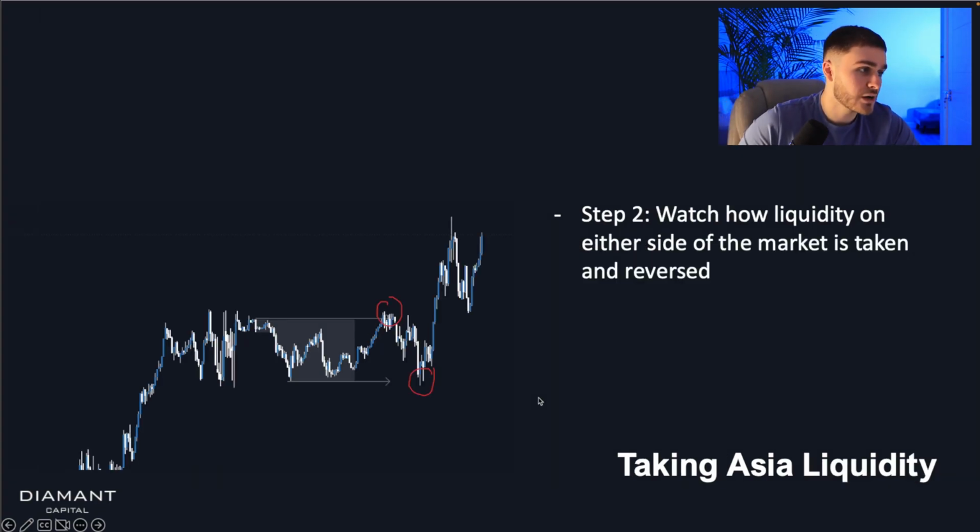Step two, watch how liquidity on either side of the market is taken and reverses. Now, this is obviously going to be the part where London session is starting to kick in. Well, before London session, Frankfurt session. So around this time, usually what we can expect is something like this, where either the buy side liquidity at the top is taken and reverses, or the sell side liquidity is taken and reverses.